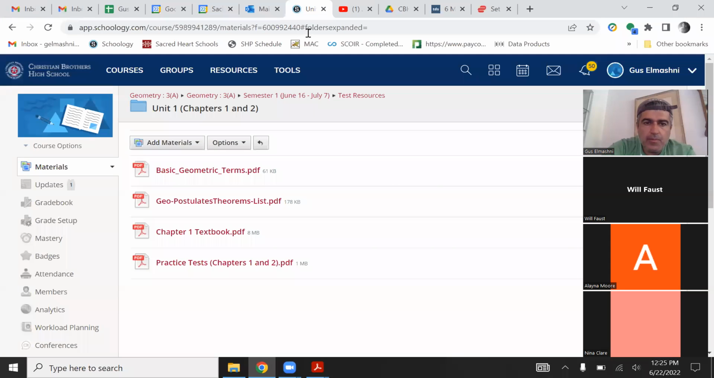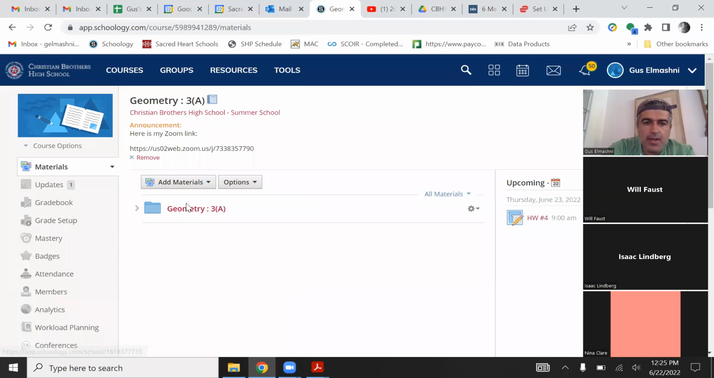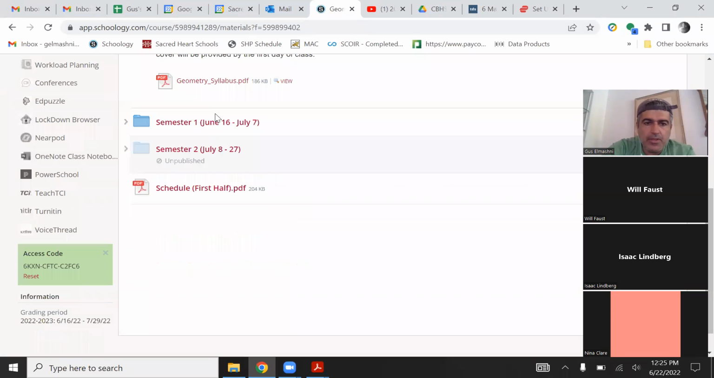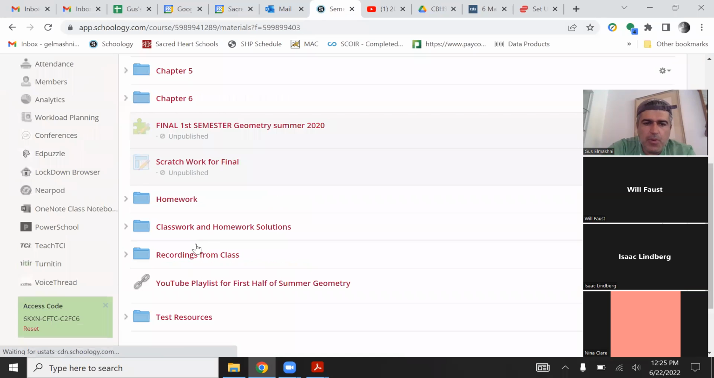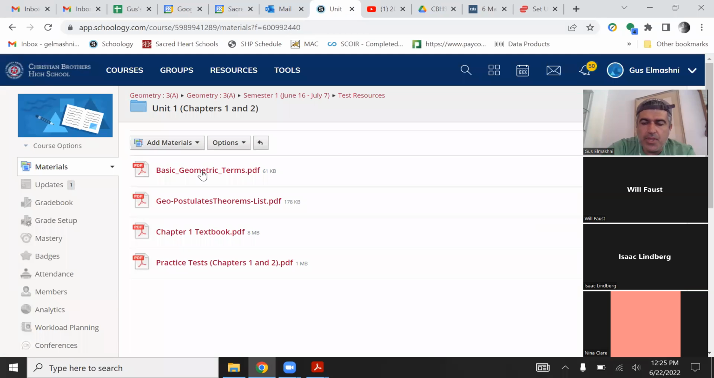Let's go to the beginning of Schoology, and then click on chapter Geometry 3A. Click on semester 1, and I renamed this folder to test resources instead of terminology or reference sheet. And then click on unit 1, and you'll see that we have a cheat sheet on basic geometric terms. We have a little cheat sheet on postulates and theorems. And then I actually found a really good PDF that covers chapter 1 of the textbook. I'll see if I can find one that covers chapter 2 of the textbook. If you want extra practice problems, this right here is going to be your best friend.